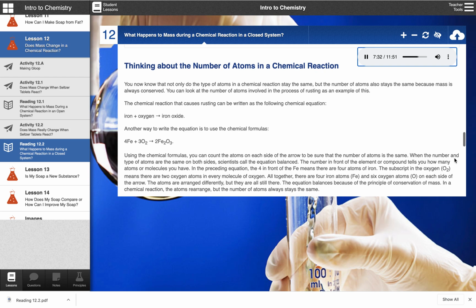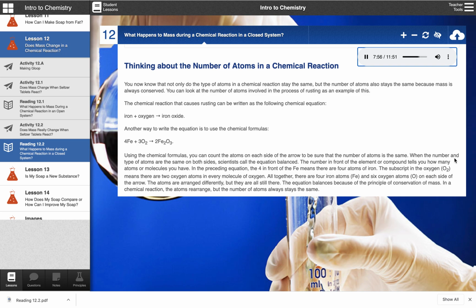Think about the number of atoms in a chemical reaction. You now know that not only do the type of atoms in a chemical reaction stay the same, but the number of atoms also stays the same because the mass is always conserved. You can look at the number of atoms involved in the process of rusting as an example of this.